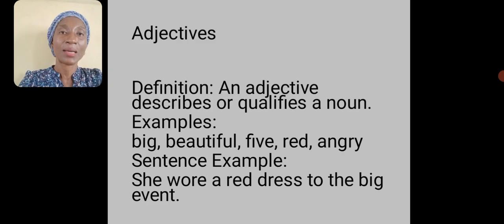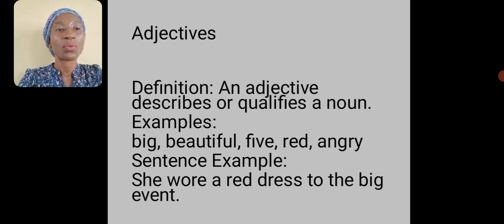Now the next part of speech we'll be looking at is adjectives. An adjective describes or qualifies a noun. An adjective gives us more details or description about a noun or a pronoun, as the case may be. It gives us more information and more qualities of a given noun or pronoun.